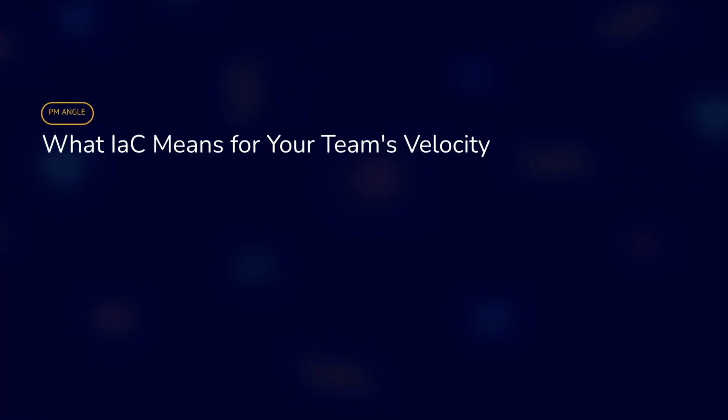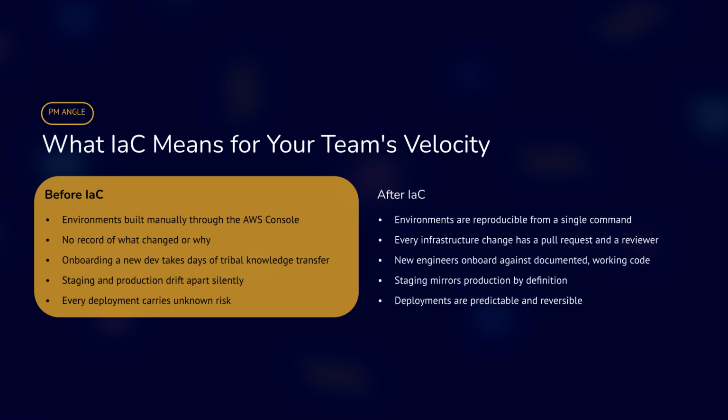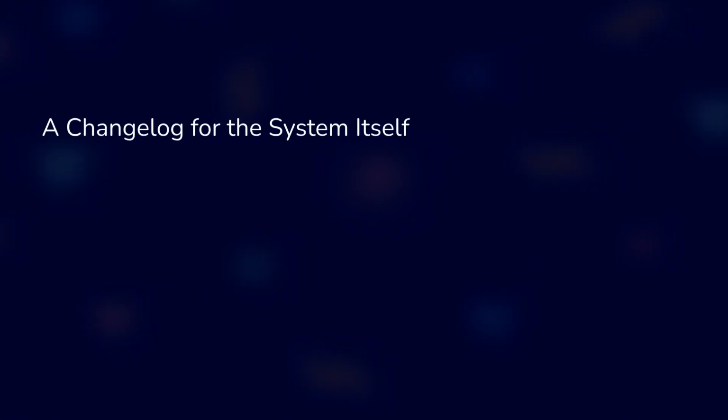From a product management angle, IAC dramatically changes your team's velocity and risk profile. Before IAC, environments were manual and risky. After IAC, environments are reproducible, every change is reviewed, staging mirrors production, and deployments are predictable and reversible. IAC provides a changelog for the system itself.